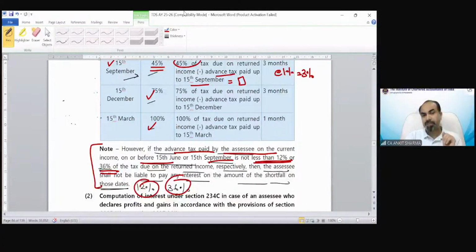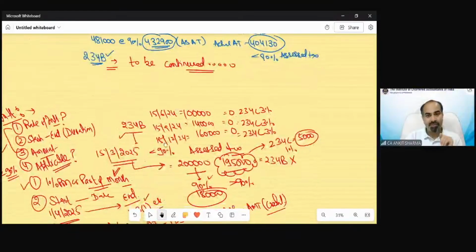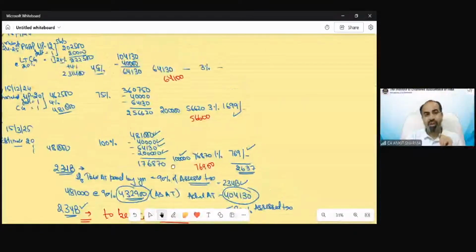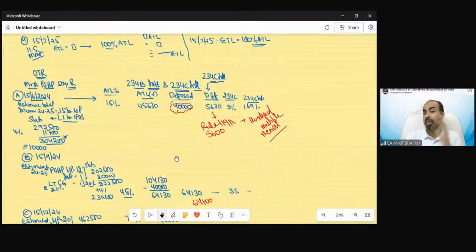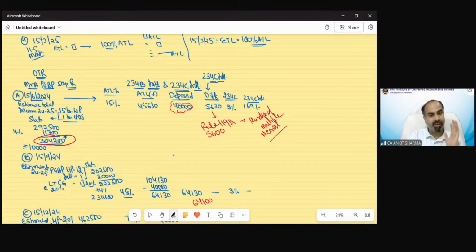Now, due to this, the example we solved in the last class would have some change in the first date. I have already mentioned it. You will see in the example, whatever we solved in the last session, the tax liability on the first date was 3,04,200. And the 15% of that would at least be 45,630. But for the purpose of section 234C, how much do we need to deposit?